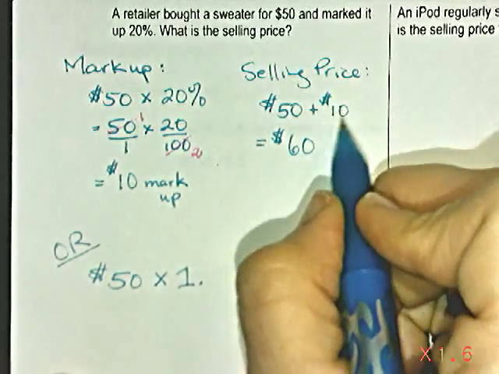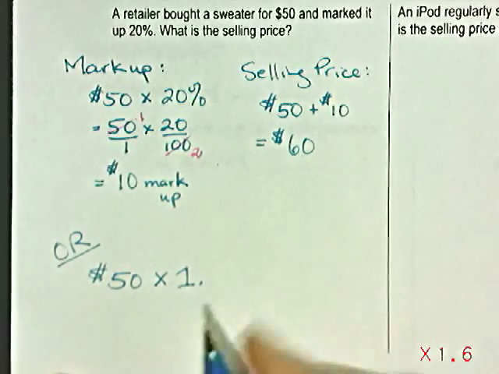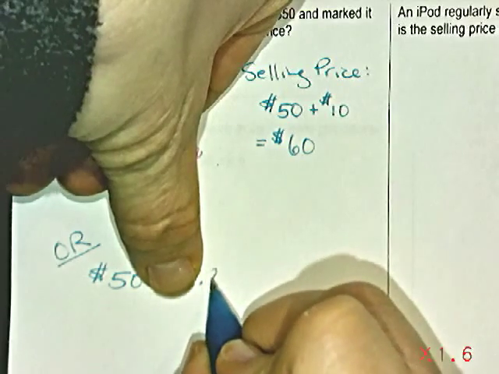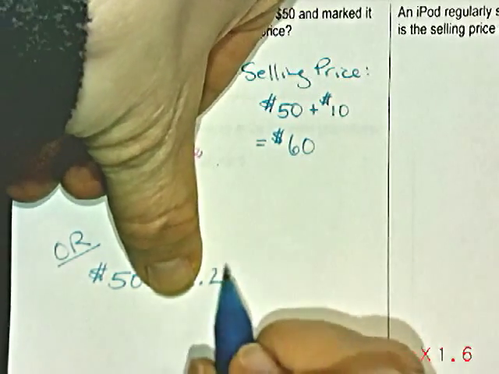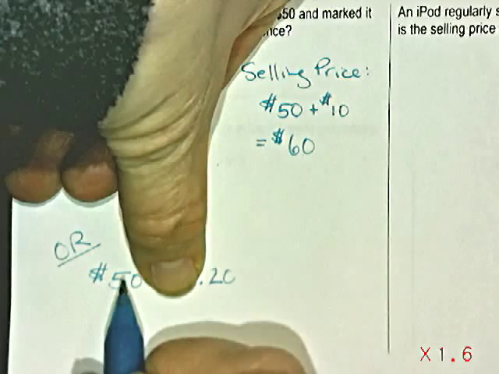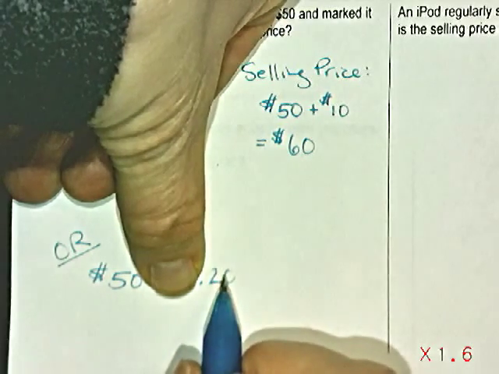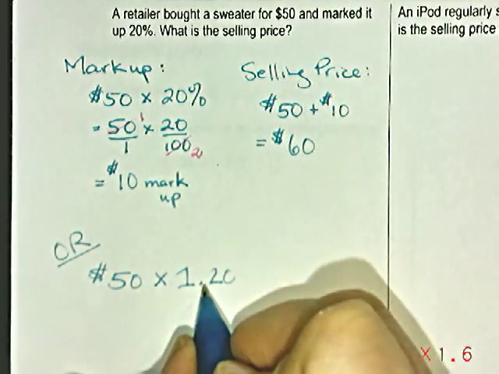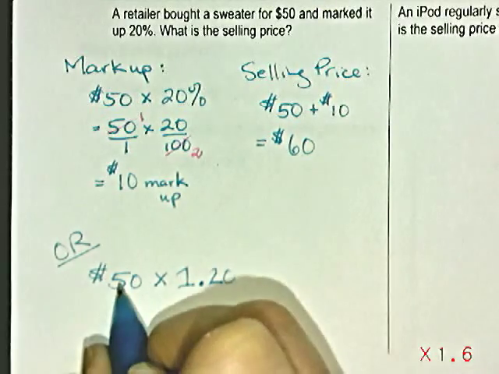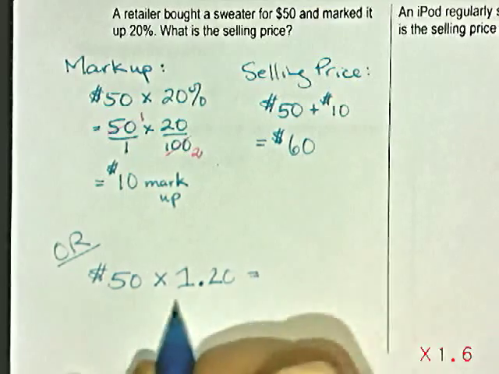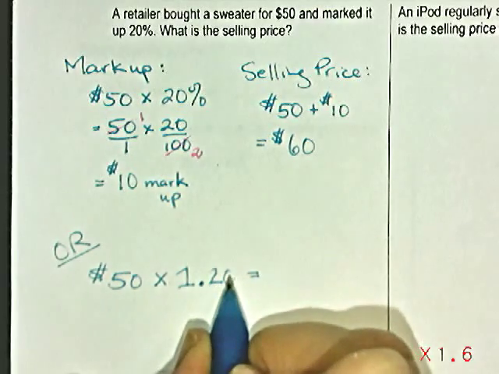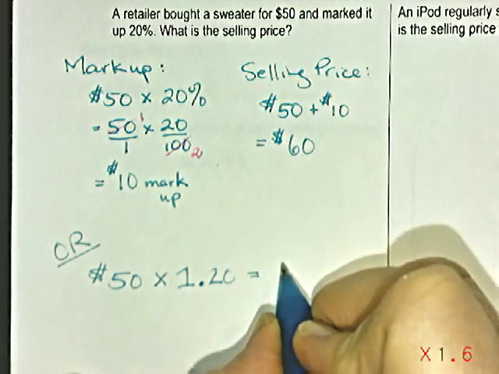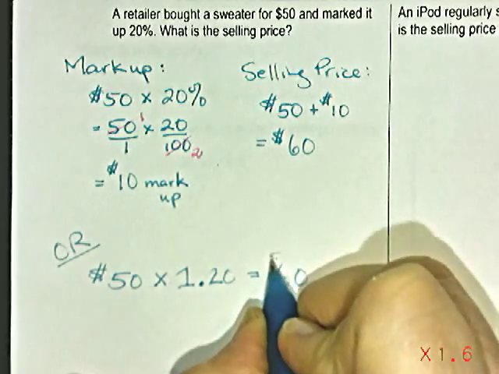And if I want to find my 10 in there as well, I would multiply by 0.20. That is my 20% markup, and 50 times 20% would result in my $10. But if I multiply both of them together, multiplying by 1 to get my 50 in my final answer, and multiplying by my 0.2, 20%, to get the markup in my answer, I would get my $60 right away.